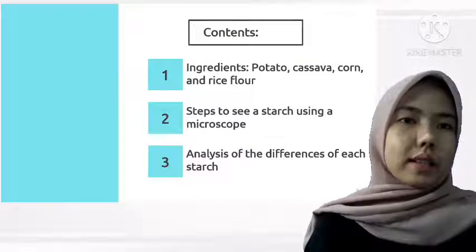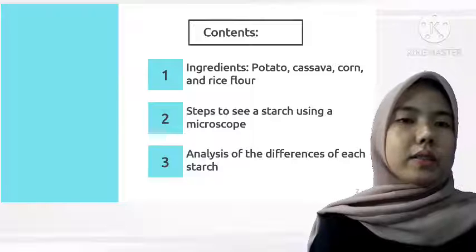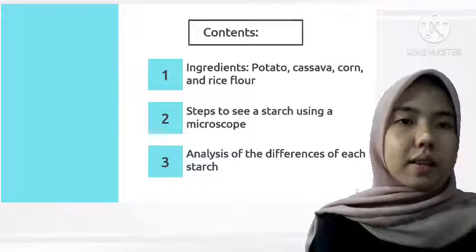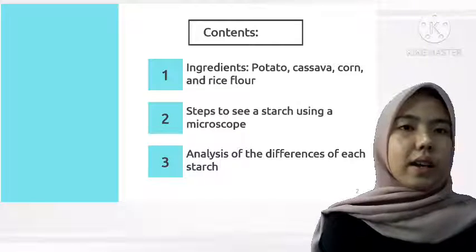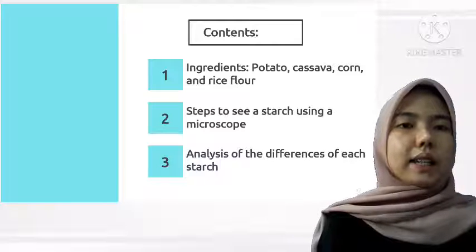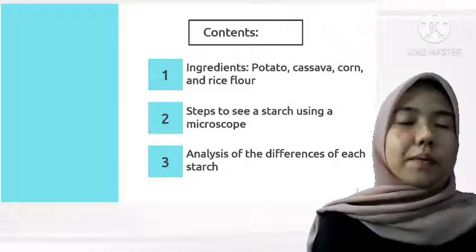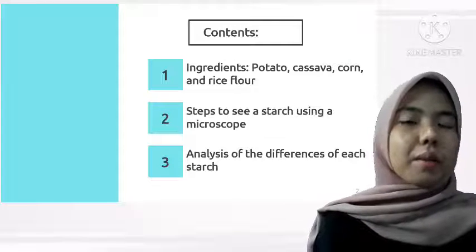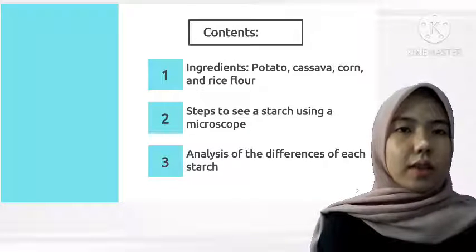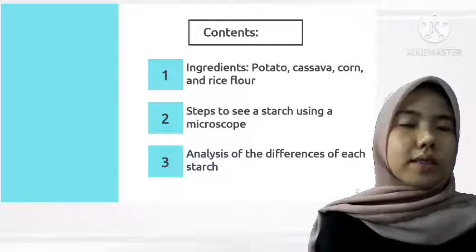First thing we will discuss is the materials that we will use to examine starch. That is potato, cassava, rice flour, and corn. Before use, the ingredients are peeled and washed, then cut into small pieces. After that, put in a measuring cup and mash it. Then add a little water to dissolve it. This is what we call starch grains.